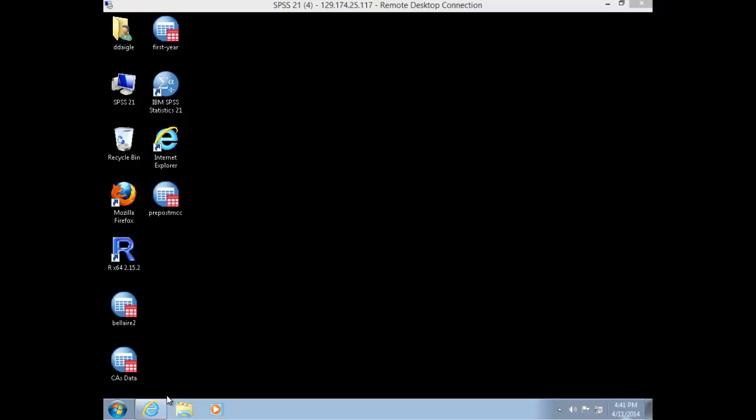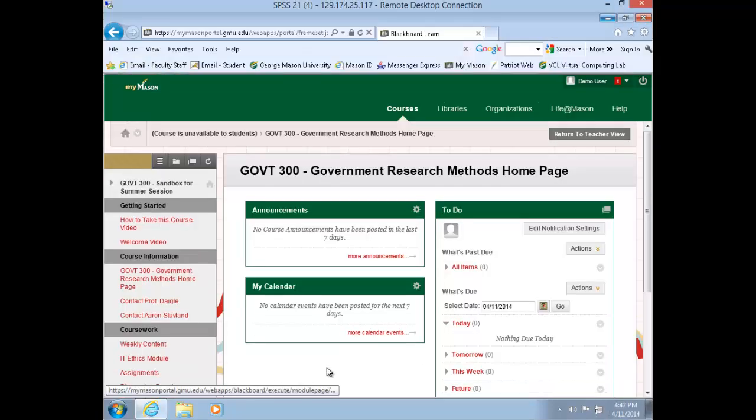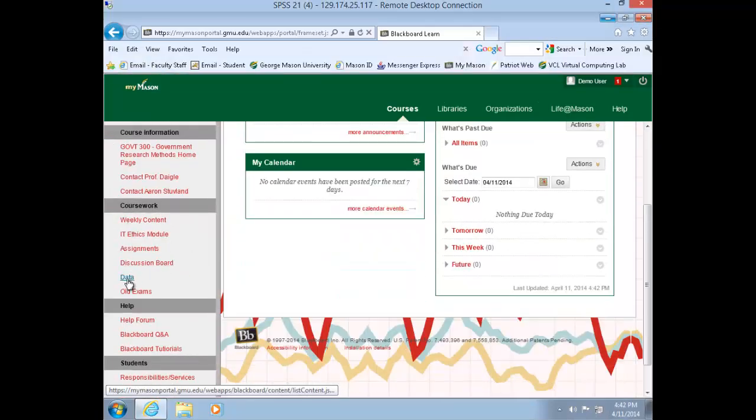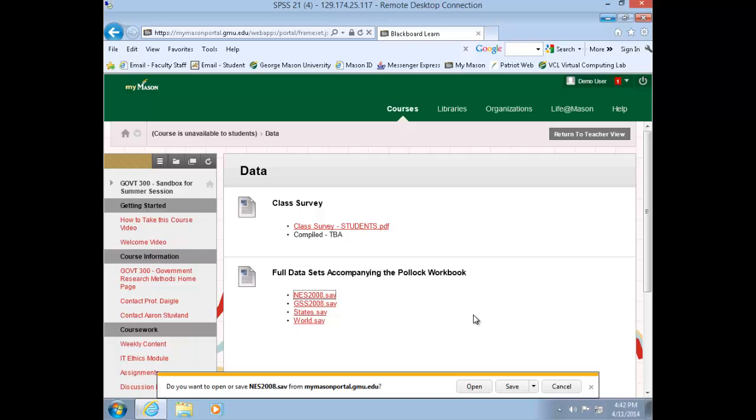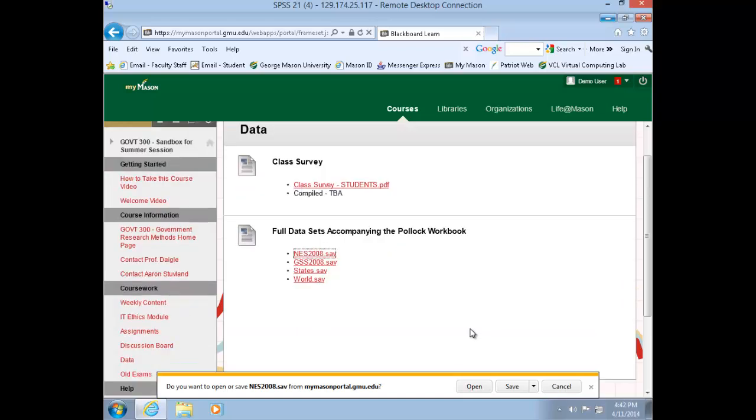Within your VCL session, navigate to the course webpage on Blackboard, and along the left-hand menu, click Data, and select the NES 2008 dataset. You'll be prompted to either open or save that dataset. Click Open, and this will start your session of SPSS.